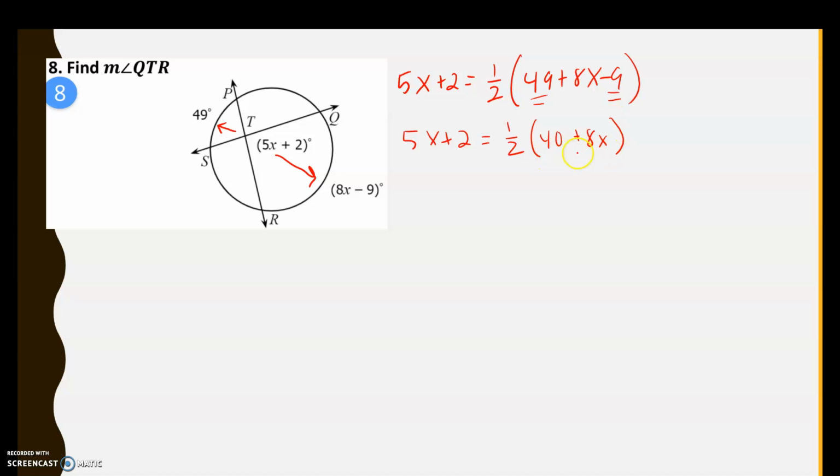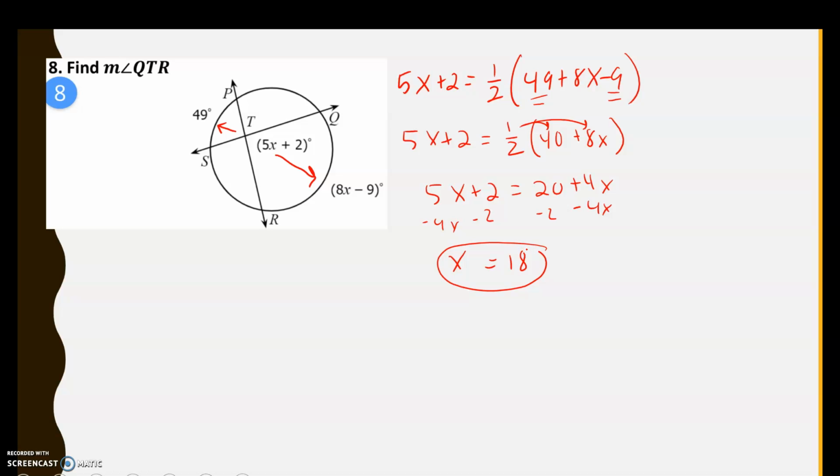Now in this case, these guys are both even numbers, so I'm going to go ahead and distribute the half to these. I'm going to get 5x plus 2, and that's going to give me 20 plus 4x. And then subtracting 4x from both sides, and 2 from both sides, I get x is equal to 18. The question's asking for the measure of angle QTR, so QTR is this angle right here. I'm going to take my 5x plus 2 and replace my x with 18, which is going to give me 92.